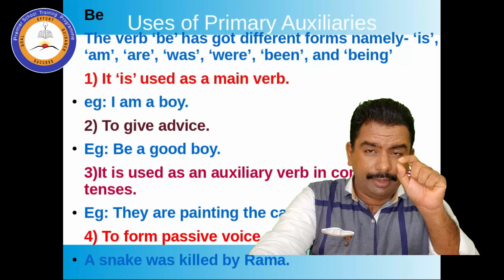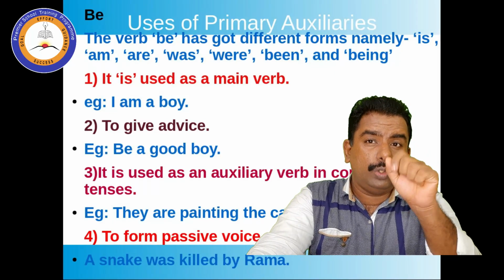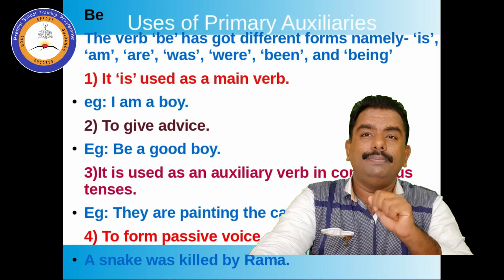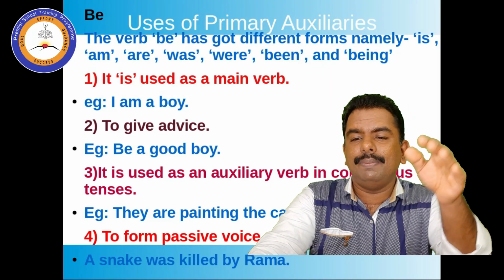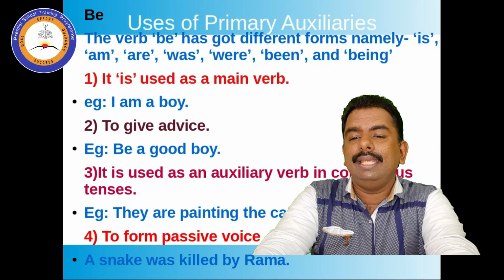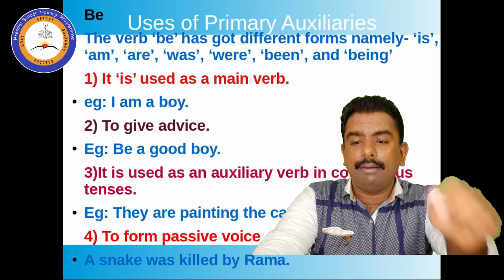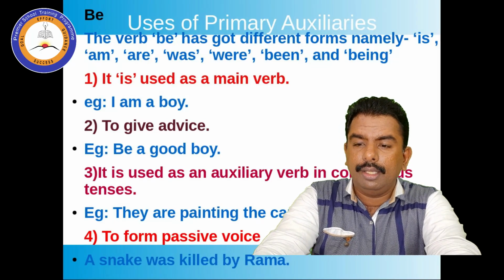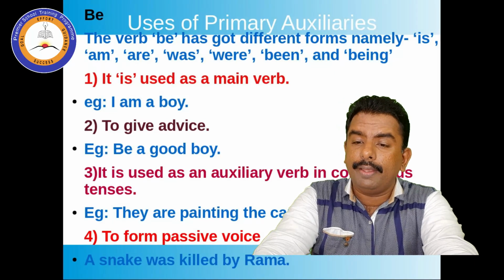That's why I just pointed out that particular advertisement of Akshay Kumar. He's playing a double role. Here also it is the main verb. It is used as a main verb. Example: I am a boy. Next, to give advice: Be a good boy.